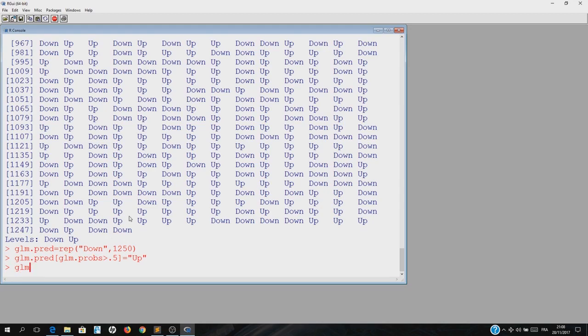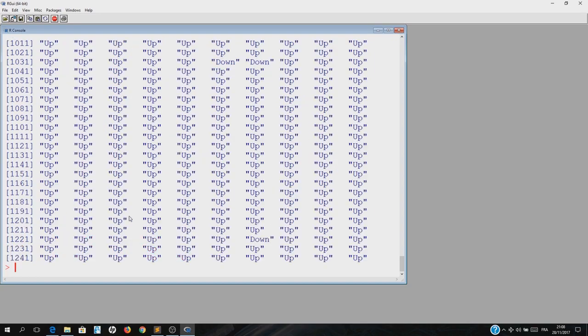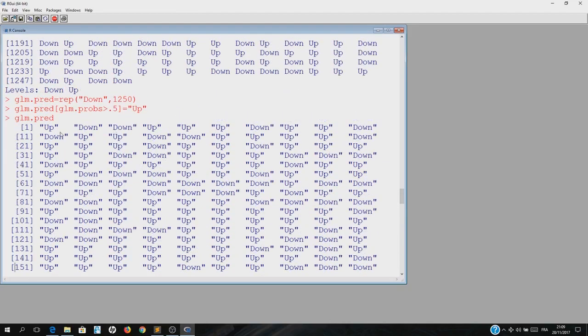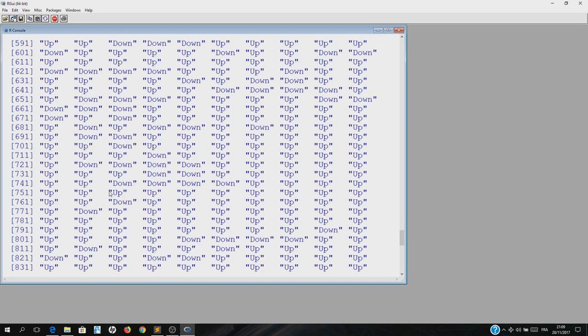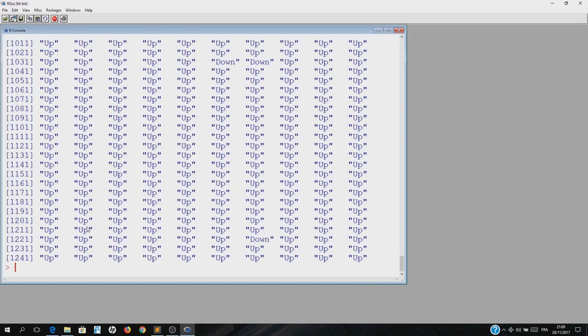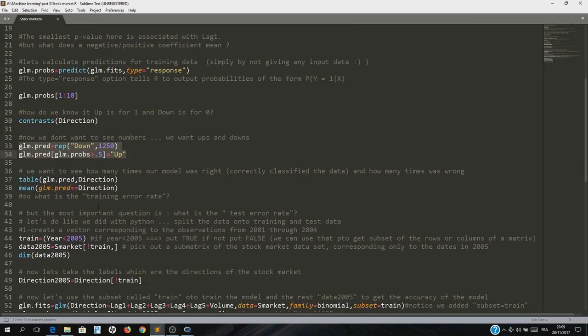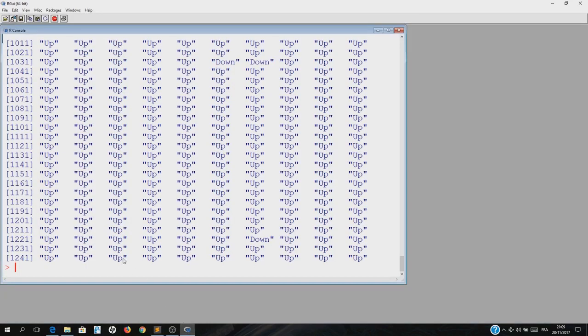So if we put dot, you can see ups and downs, predictions for our model. But now we just have ups and downs, but we don't know the accuracy of our model. That's our goal. Accuracy is also how many times our model was right and how many times was wrong. So we create a table that has the predictions as rows and the direction, that means the actual direction, the real direction, as columns, and that's how we compare between them.